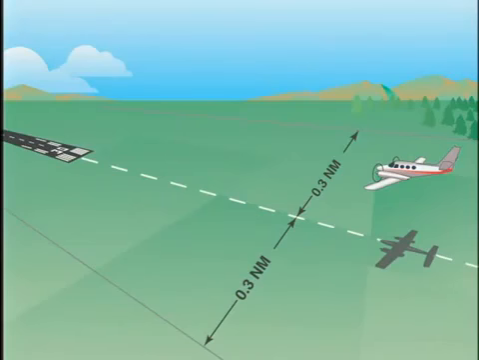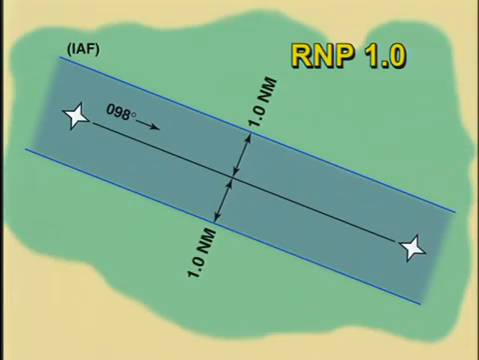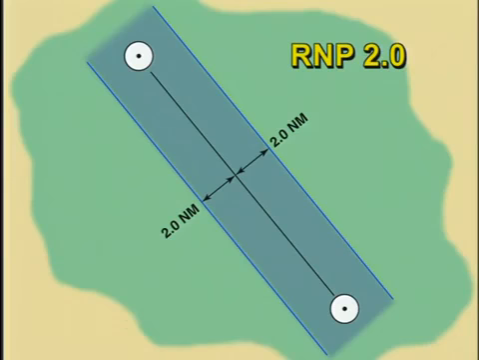RNP 0.3 represents a distance of 0.3 nautical miles, or 3/10 of a nautical mile, on either side of a specified center line. At the present time, a 0.3 RNP level is the highest level. An example of this RNP level is the specific performance required on the final approach segment of an instrument approach. An RNP level of 1.0 is typical of that used to define a terminal route, and an RNP level of 2.0 is the width typically used for en route operations.